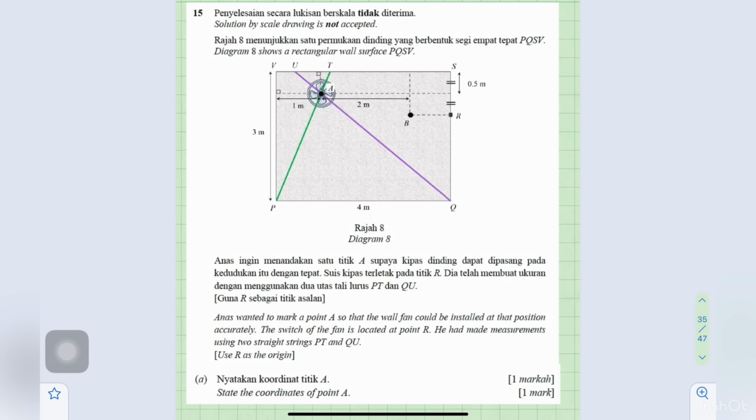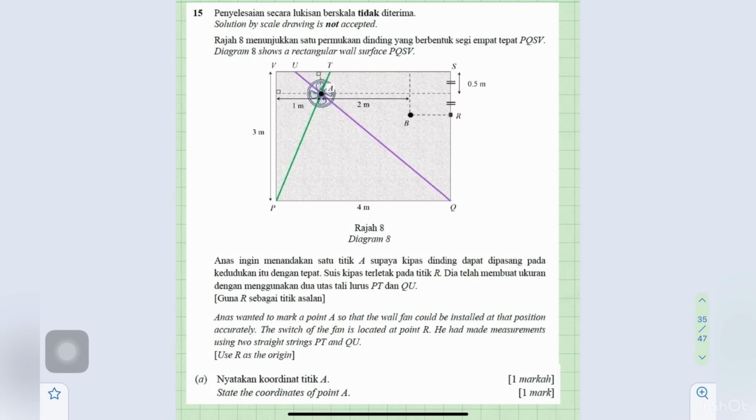The last question, question number 15, solution by skill drawing is not accepted. Diagram 8 shows a rectangular wall surface PQSV. Anas wanted to make a point A so that the wall fan could be installed at the position accurately. The switch of the fan is located at point R. He had made measurements using two straight strings, PT and QU. Use R as the origin. A, state the coordinates of point A.